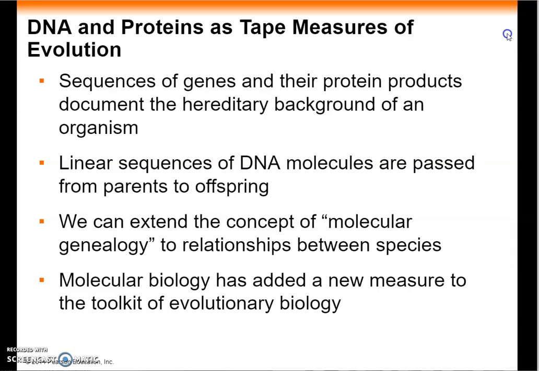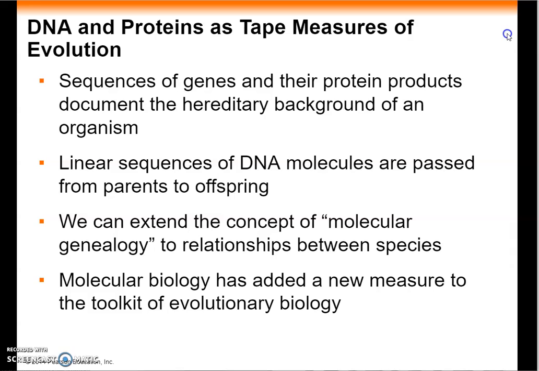We can use DNA and proteins as tape measures of evolution. Genes, or DNA, and their products, proteins, document the hereditary background of an organism. Because DNA molecules are passed from parents to offspring, siblings have greater similarity in their DNA and protein than do unrelated individuals of the same species. This argument can be extended to develop a molecular genealogy of relationships between species. Two species that appear to be closely related based on fossil and molecular evidence should also be more similar in DNA and protein sequence than are more distantly related species.